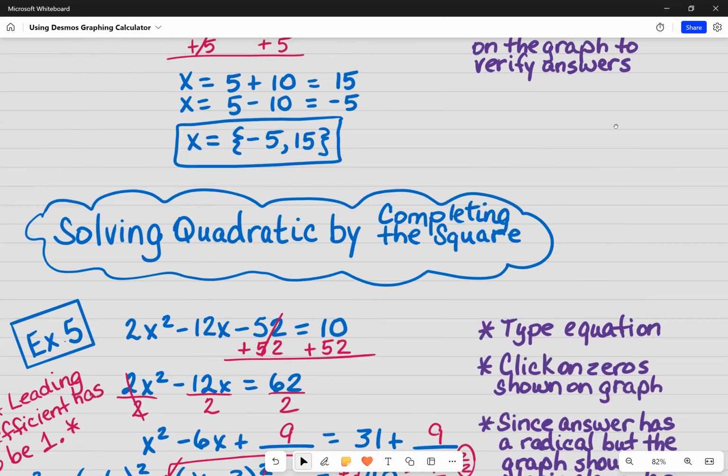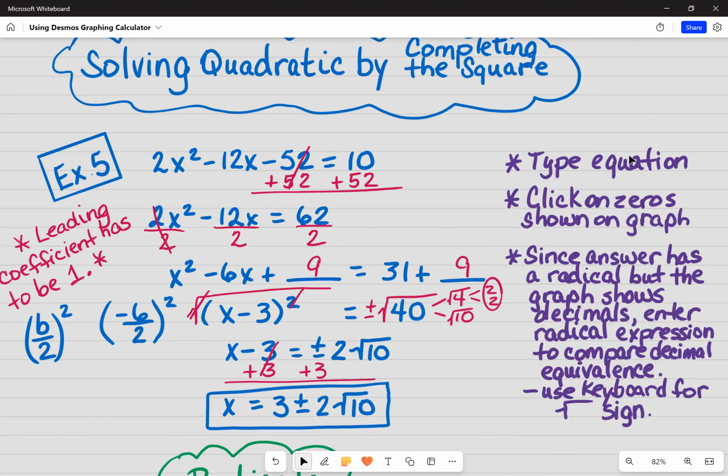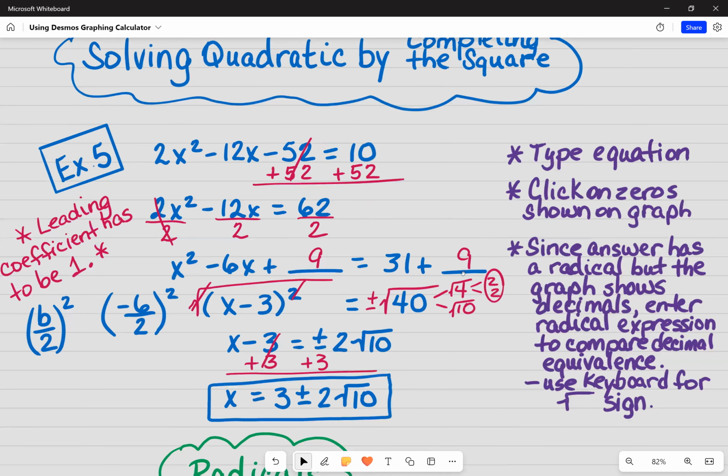Solving quadratics by completing the square. All of these, I can use Desmos. I just use the purple steps over here. This is the actual work, but recognize when you're solving by completing the square, your leading coefficient has to be 1. So when you're showing your work, make sure you divide out everything possible. Now, what you will notice is I currently have 3 plus, I have a radical in my answer, basically. So let's go and see what happens when we go to Desmos.